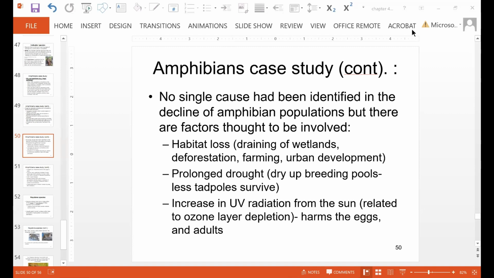No single cause has been identified in the decline of amphibian populations, but there are factors that have been thought to be involved, such as habitat loss, draining of wetlands, deforestation, farming, and urban development, prolonged droughts, which dry up breeding pools, meaning that less tadpoles will be able to survive, and an increase in UV radiation from the sun related to ozone layer depletion, which can harm eggs and adult amphibians.